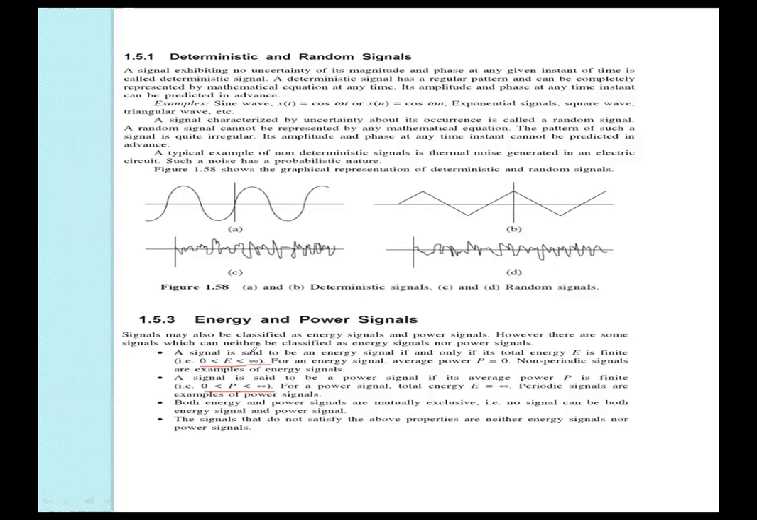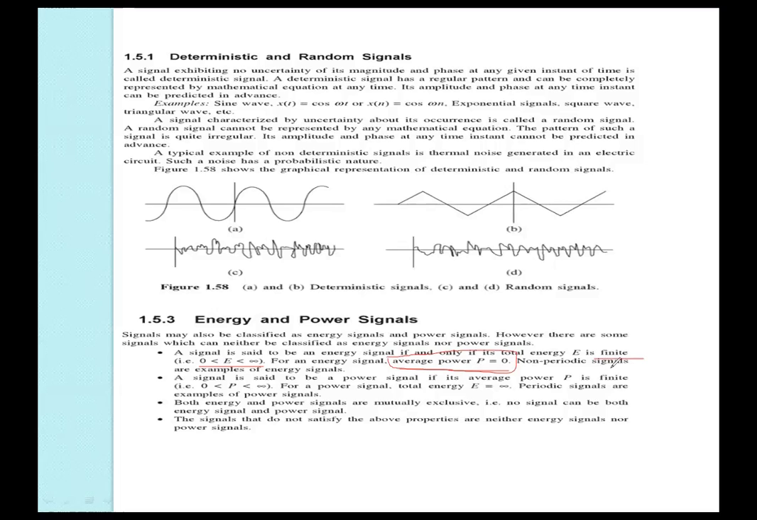Let us see the first point. A signal is said to be an energy signal if and only if its total energy is finite. Remember it. The total energy is finite, meaning it varies from 0 to infinity. For an energy signal, the average power is equal to 0. If the energy is finite, the power is 0. When the energy is finite and the power is 0, that signal is an energy signal.